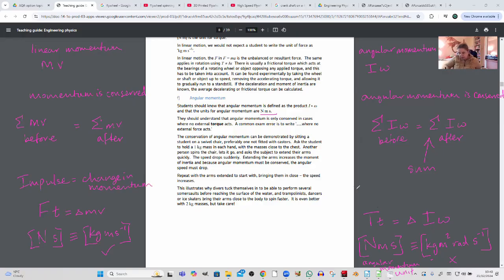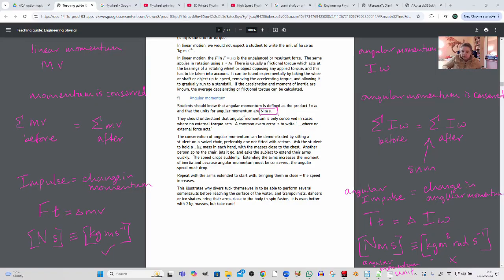And we have the equivalent here. This is angular impulse, and that is equal to change in angular momentum. Okay, so entirely equivalent. Can you see how the links between them mean that if you understand the linear stuff, the angular stuff just falls out? It's great. So there is the units for angular momentum.